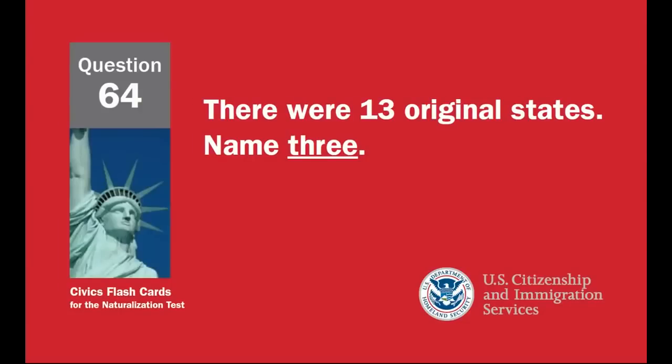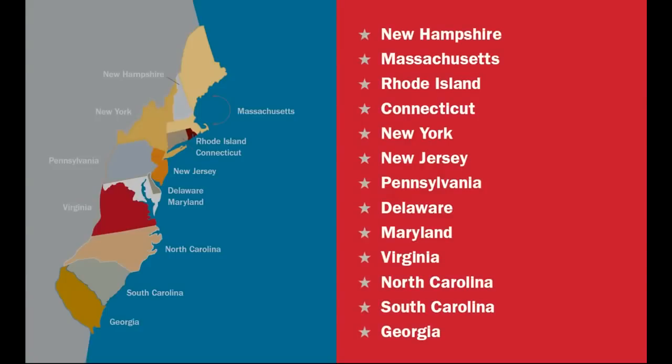There were 13 original states. Name 3. New Hampshire. Massachusetts. Rhode Island. Connecticut. New York. New Jersey. Pennsylvania. Delaware. Maryland. Virginia. North Carolina. South Carolina. Georgia.